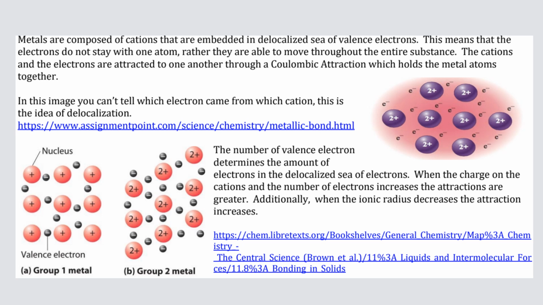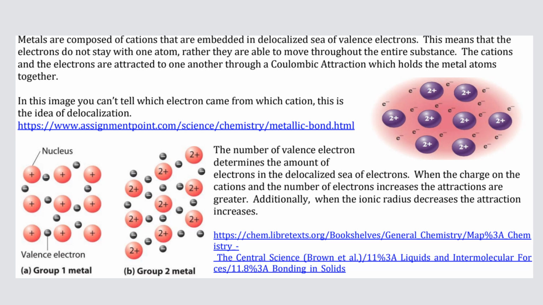The number of valence electrons determines the amount of electrons in the delocalized sea of electrons. When the charge on the cations and the number of electrons increases, the attractions are greater. Additionally, when the ionic radius decreases, the attraction increases. So a lot of topics we're covering early on from Unit 1, and even here, we're still talking about Coulombic attraction. So you're going to hear this a lot.